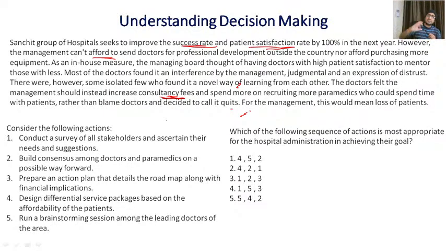Fourth is design differential service packages based on affordability of the patients. Point number 4 says that you start charging differently to the patient. Whenever any patient comes to you, you ask, are you rich or are you poor? Basis their affordability, you make different service packages. Maybe you charge higher to the rich segment of patients, and lower to the lower segment of patients. This is what option number 4 says, which of course looks very extreme. It is nowhere mentioned. Why?